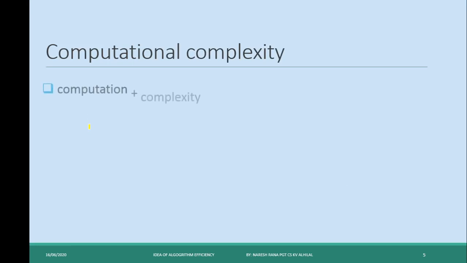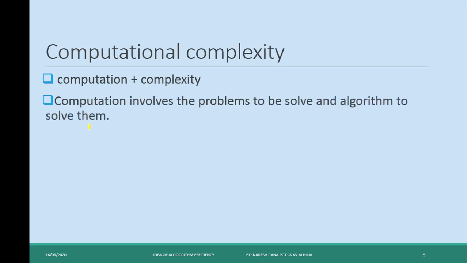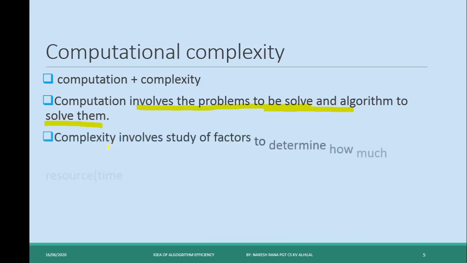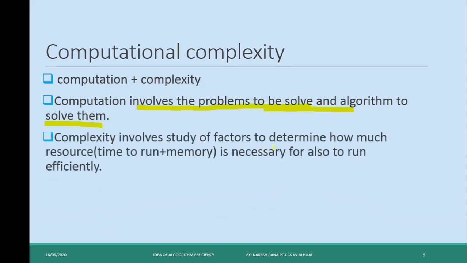Computational complexity: computation plus complexity. Computation involves the problem to be solved and the algorithm to solve it. Complexity involves the study of factors to determine how much resources, that is time to run plus memory, which are the internal factors, is necessary to run with efficiency.